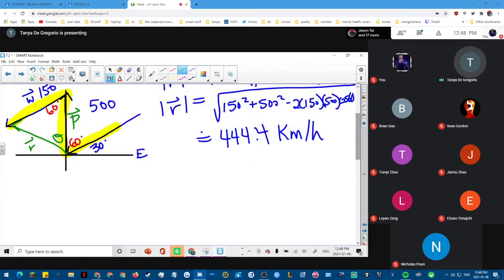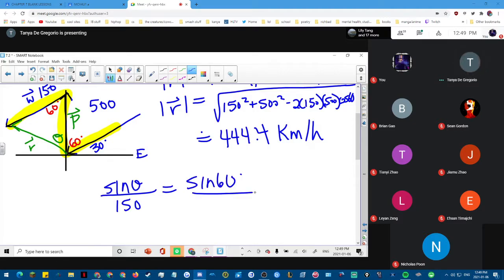Okay, how can I find that angle theta? Simple math. How can I find it? I want to find theta. What law can I use? Do I have to use the cosine law? Yeah, I'm going to use the sine law. So you're going to say the sine of theta over 150, the opposite side, is equal to the sine of 60 over your resultant vector.